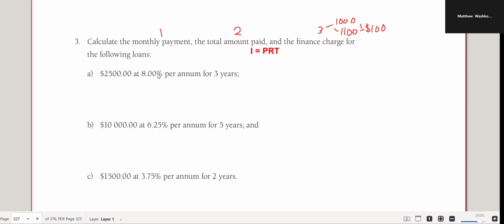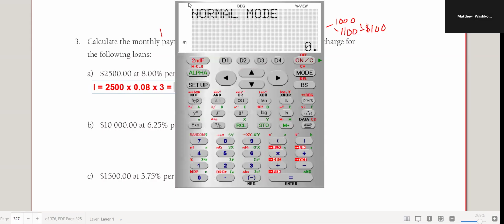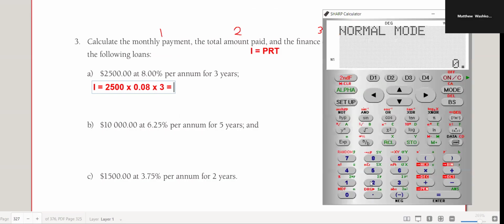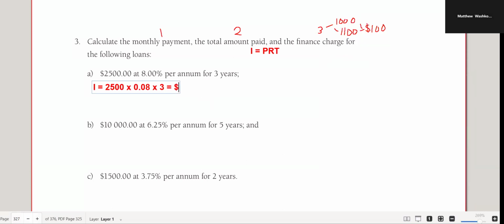So we're looking at question A. I equals PRT, so my interest is equal to my principal, 2,500, times my interest rate as a decimal, 0.08, times 3 years. So 2,500 times 0.08 times 3. I've paid $600 in interest. So right there, that's the third thing. Check.